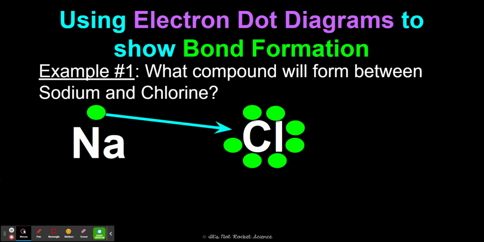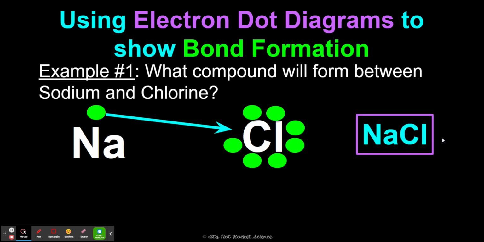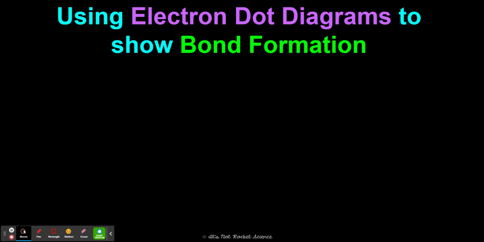So boom, the sodium gives one up. Now this sodium electron's over here. Chlorine's happy because its valence shell is full. Sodium's happy because it gave up its valence electron. Okay, so you only need one of each to make that happen. And the formula is going to be NaCl. So 1 sodium atom with 1 chlorine atom makes your sodium chloride, also known as table salt.